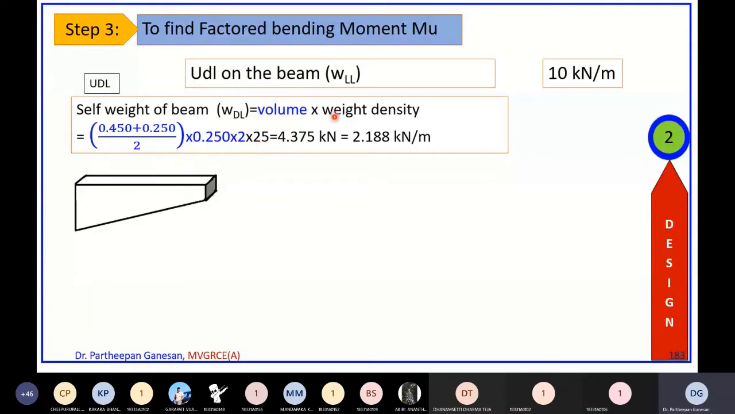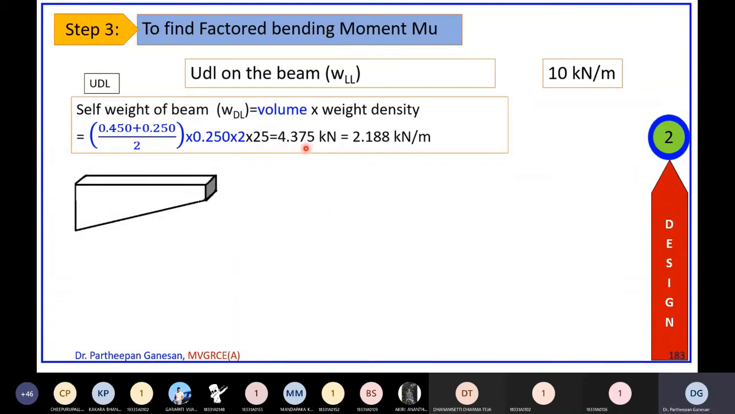Multiplied by the weight density, which is 25 for reinforced concrete. Remember, go back and refer to the first lecture, where in IS 875 part 2 the dead load is given: weight density for RCC is 25 kilonewton per meter cube. If you multiply all these values, you get 4.375 kilonewtons. The entire weight of this beam is 4.375 kilonewton.